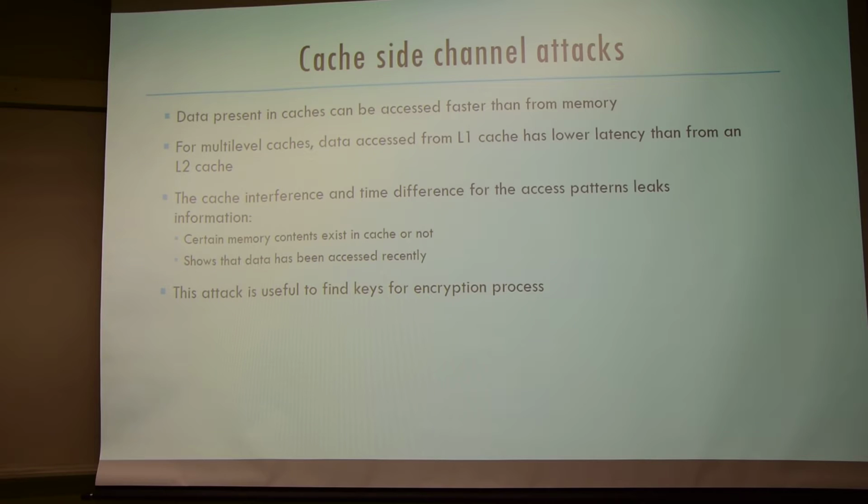But the cache interference and the time difference for the access patterns leak information. It will leak whether certain memory content exists in the cache or not. If the data is in the cache, it means that the data has been accessed recently. So this attack is useful to find keys for the encryption process.